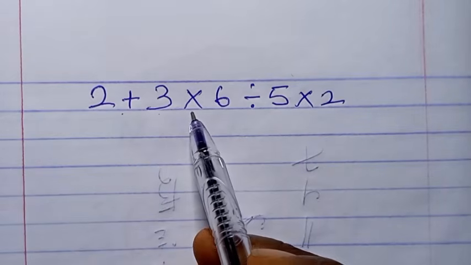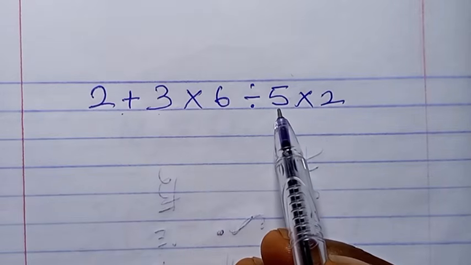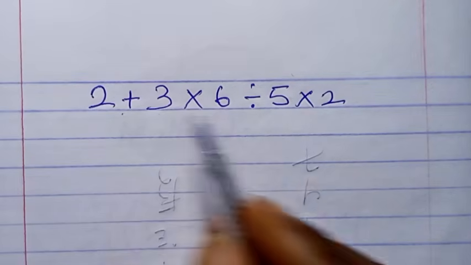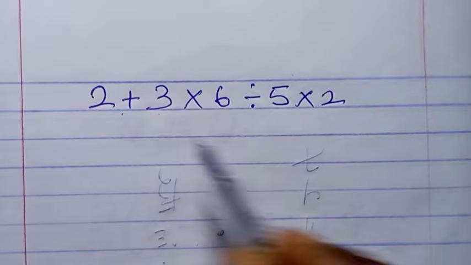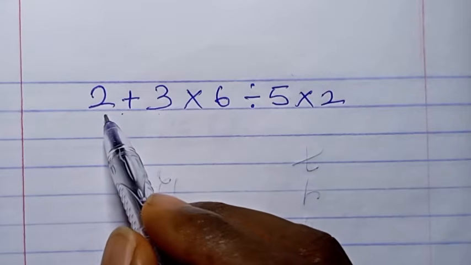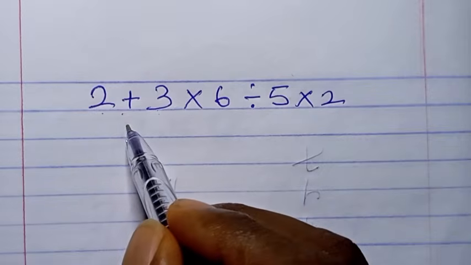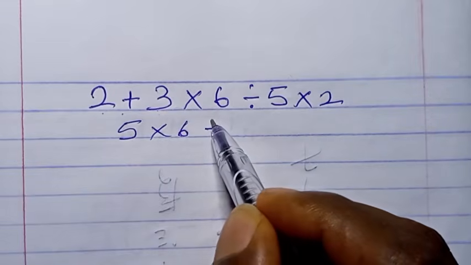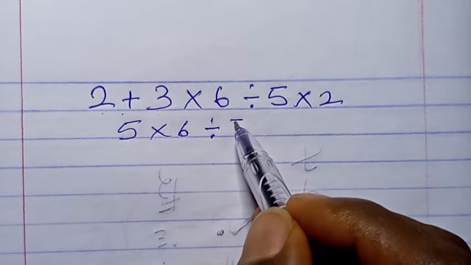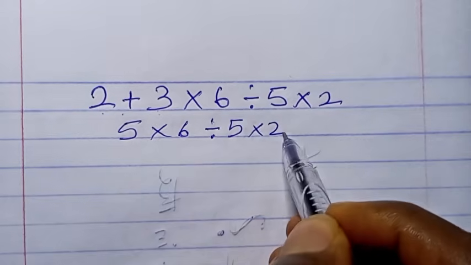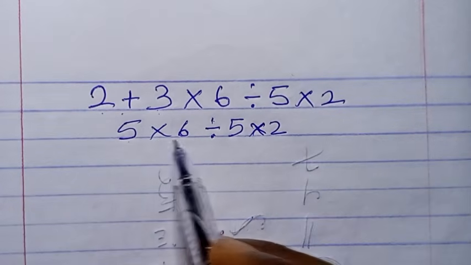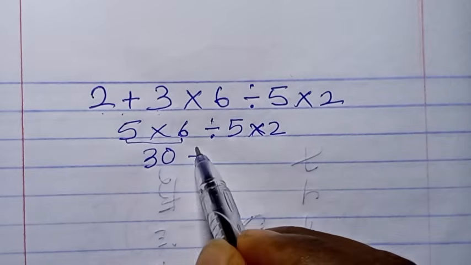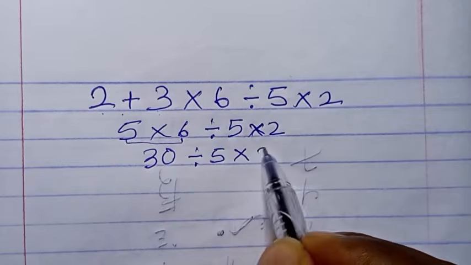2 plus 3 times 6 divided by 5 times 2. Alright, so some people used to do this in the wrong way. Like if you try it like this, you do 2 plus 3 will give us 5. Alright, times what? 6 divided by 5 times 2. Alright, now 5 times 6, this is going to give us 30 divided by 5 times 2.